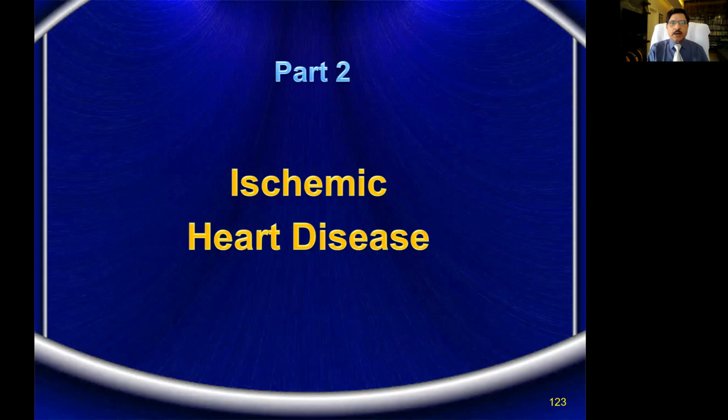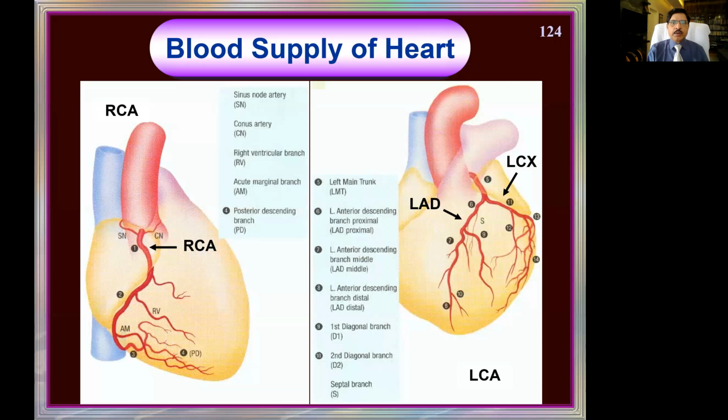So we are starting on the part of ischemic diseases today. This is the second part. The third part will be about the arrhythmias. The fourth part will be electrolytes and other miscellaneous conditions. First of all, we need to understand the coronary blood supply before we go into ischemia, because each blood vessel is supplying a different territory of the heart.